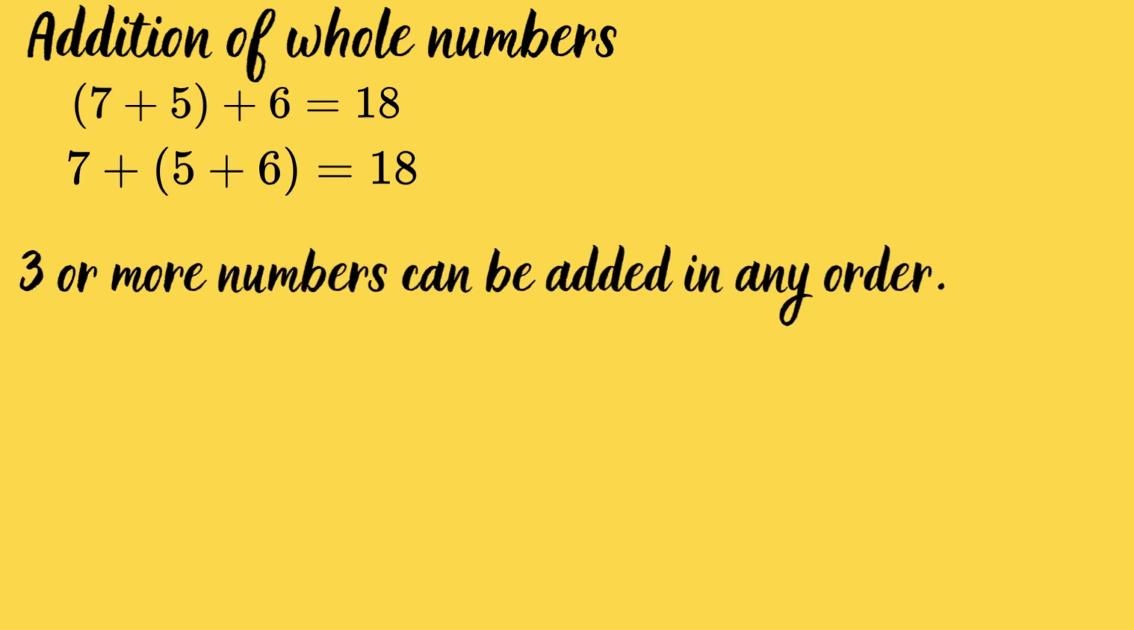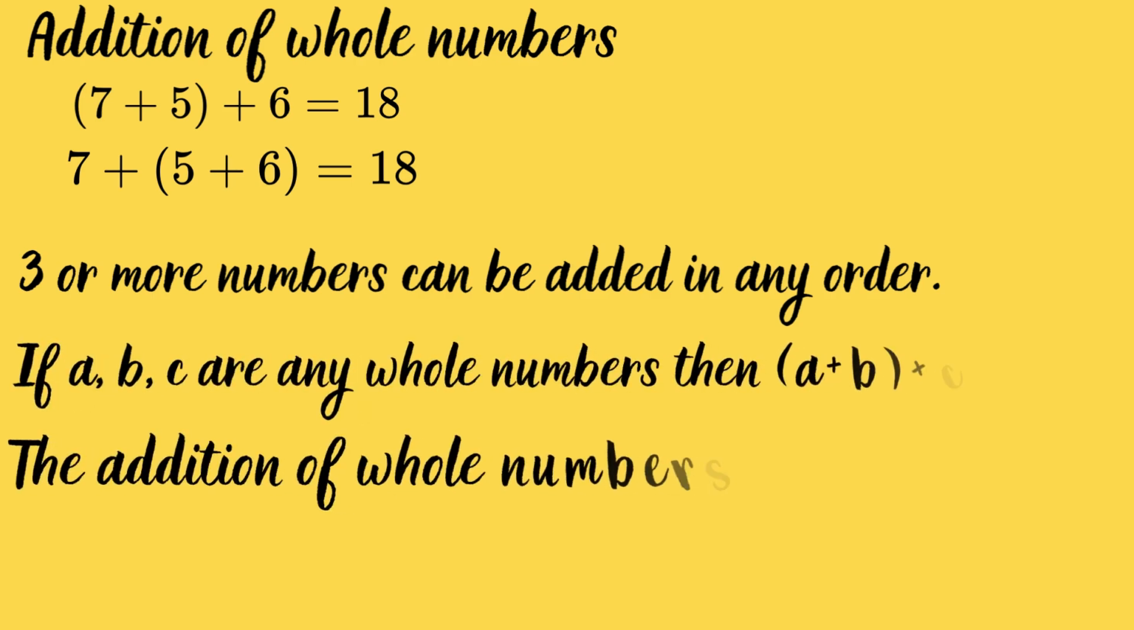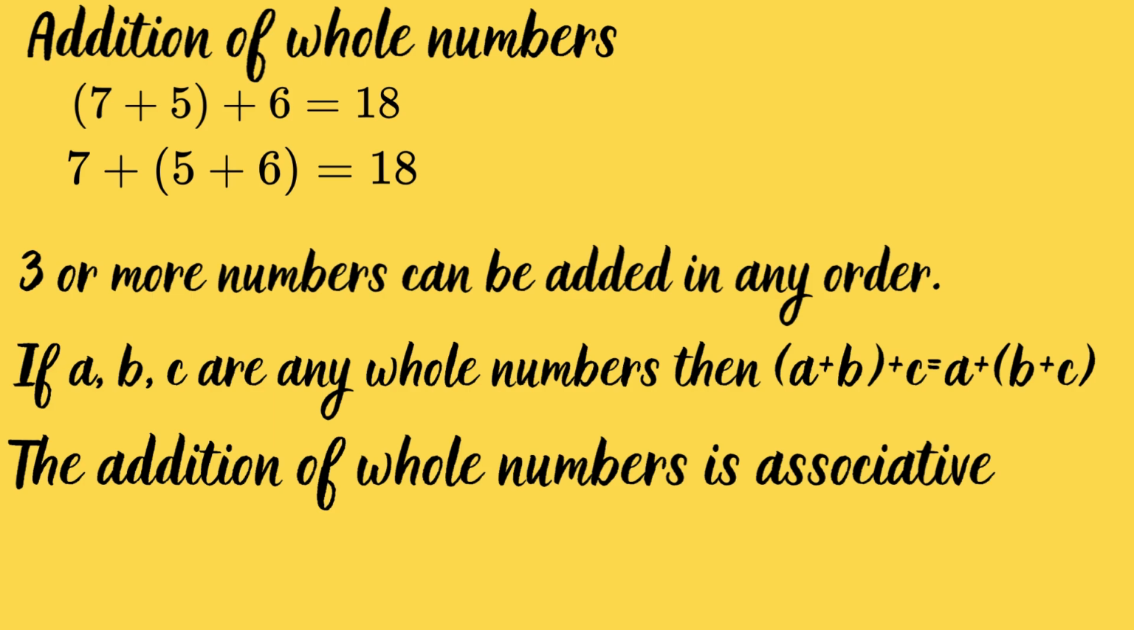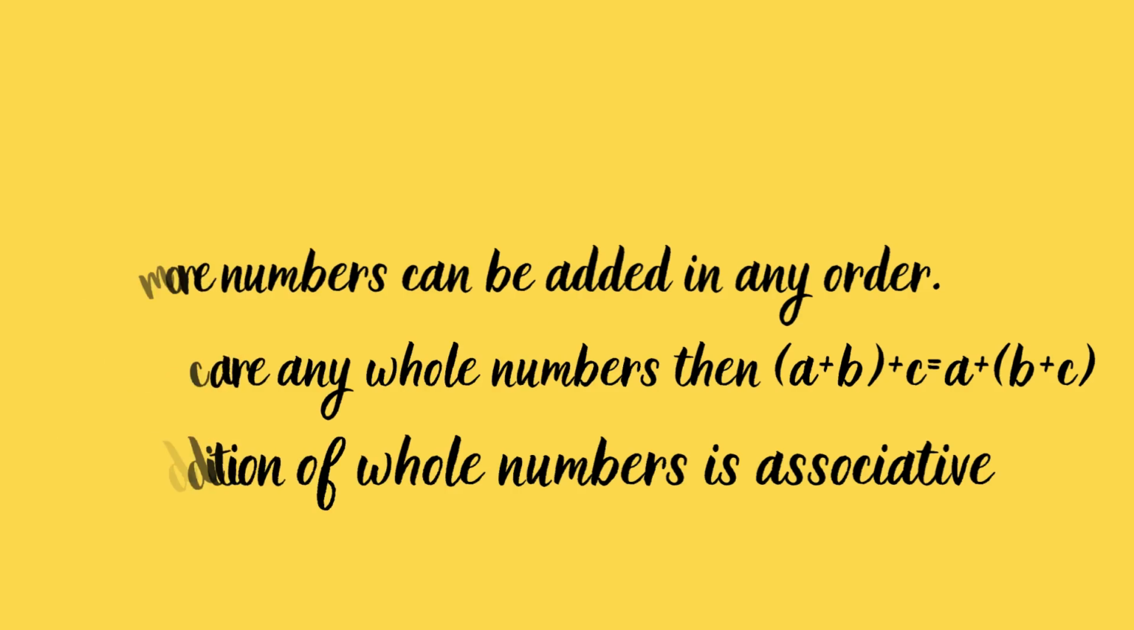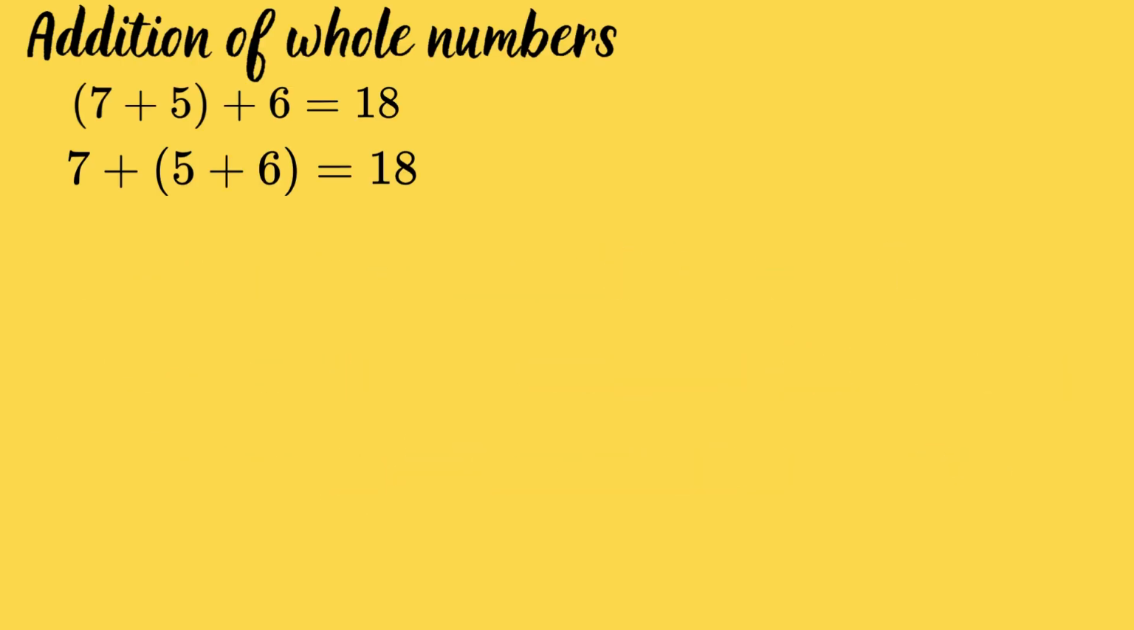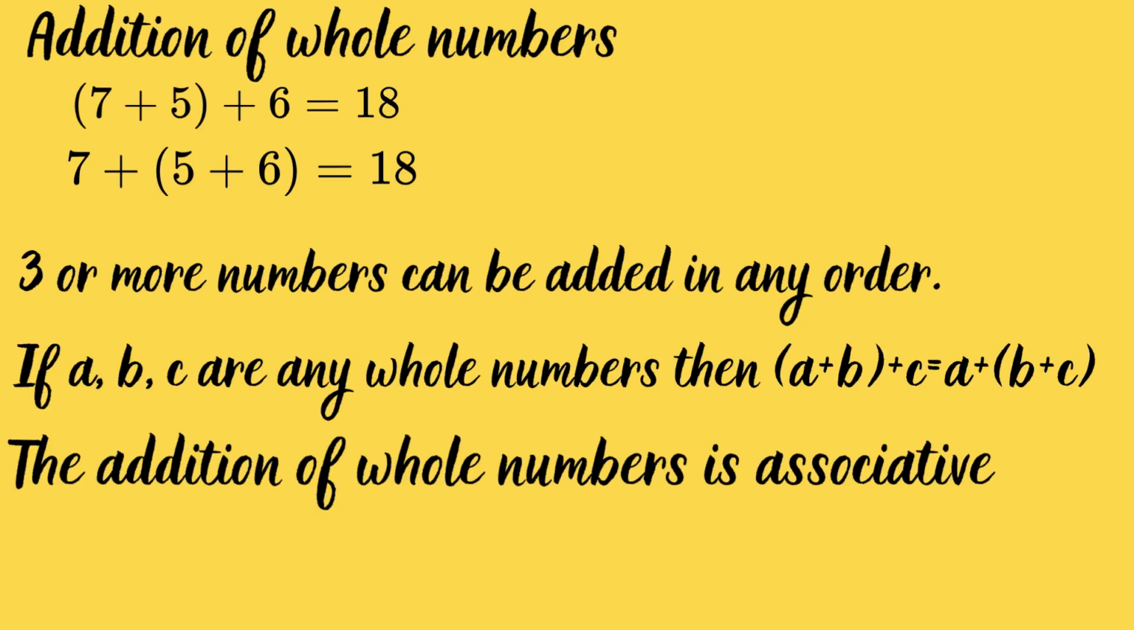Now if we add them in the order 7 plus 5 first and then add 6, we get 12 plus 6, that is 18. Now if we change the order of addition, that is if we add 5 plus 6 first and then add 7, you get 7 plus 11, which is also 18. Thus we can see that three or more whole numbers can be added in any order.